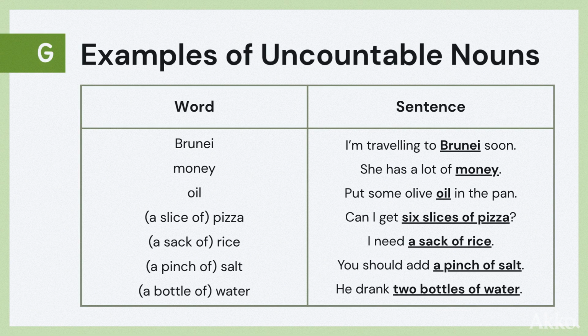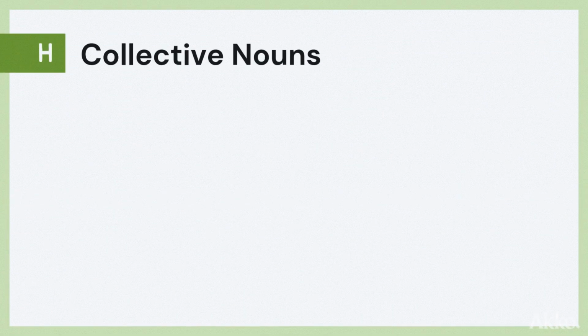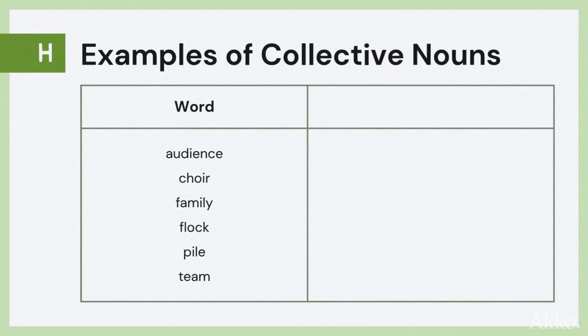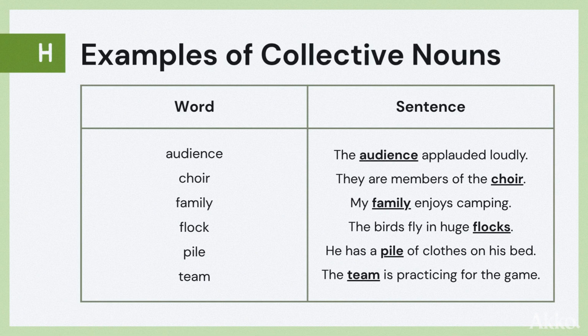Let's move on to the last group. Collective nouns. They are names of groups of people, animals, or things considered as one unit. Words like audience, choir, family. We also have flock, as in the birds fly in huge flocks, talking about pile, team. He has a pile of clothes on his bed. The team is practicing for the game.